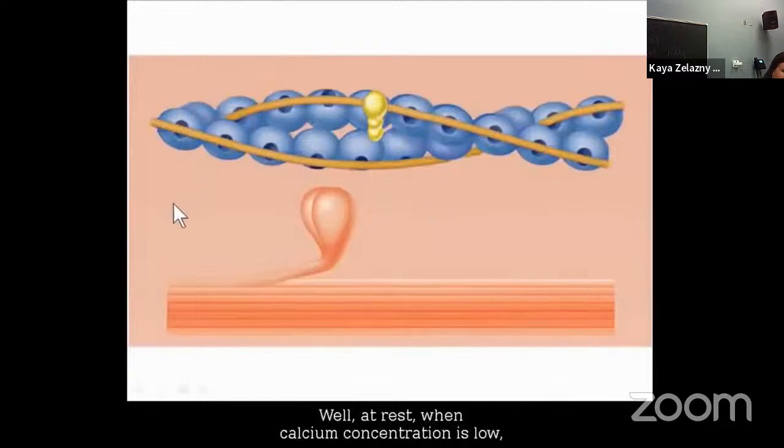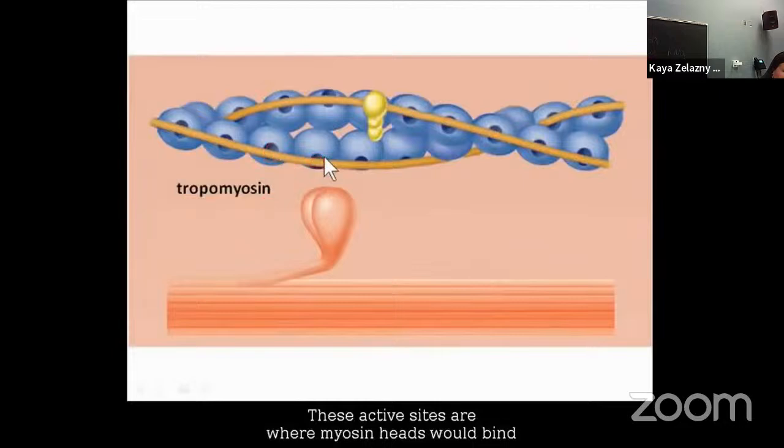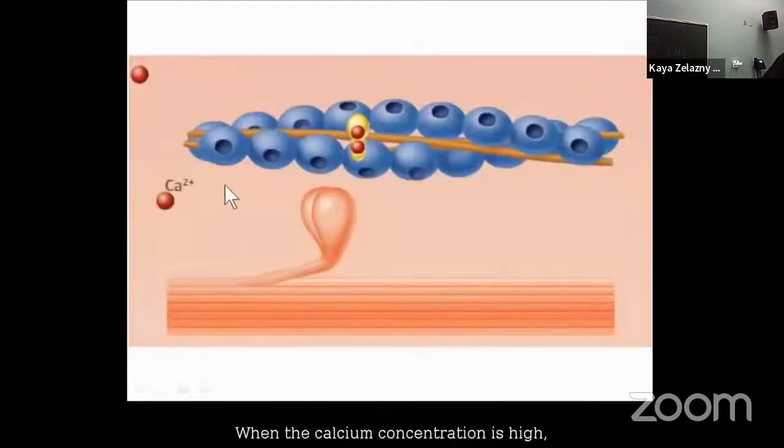Well, at rest, when the calcium concentration is low, cross-bridges cannot form. This is because tropomyosin is covering, as seen here, the active site. These active sites are where myosin heads would bind to form cross-bridges between the thick and thin filaments. When calcium concentration is high, the active site is exposed.